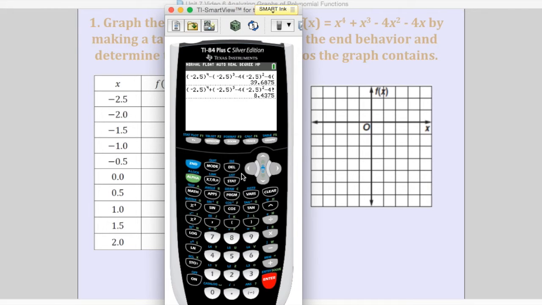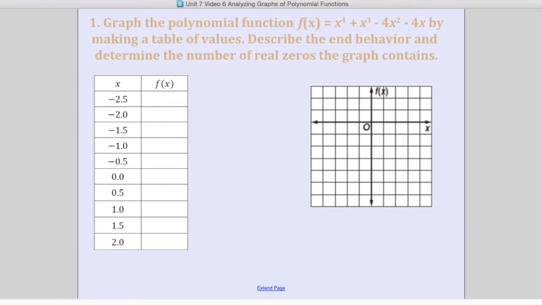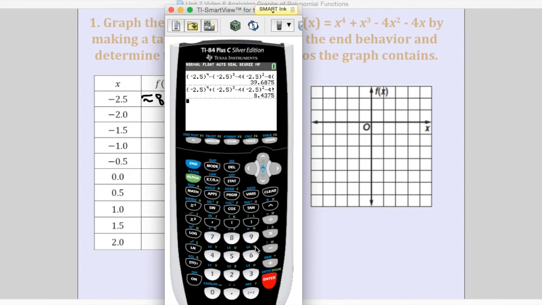Okay, there it is, 8.4375. So I get my first ordered pair. I'm just going to say it's approximately 8.4. Okay, then if I wanted to get the next one, I would do the same thing. But here's the nice thing. With my graphing calculator, I can literally put this into my calculator and get out my answers.